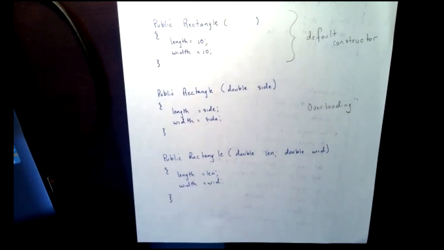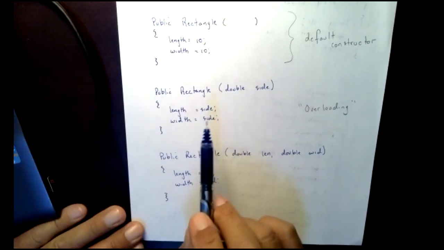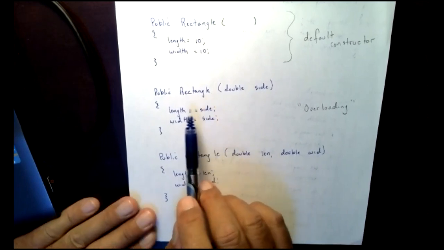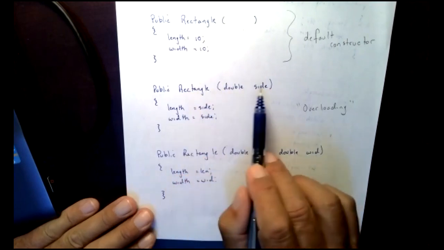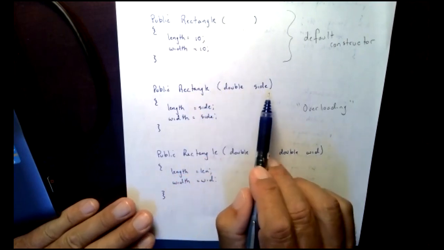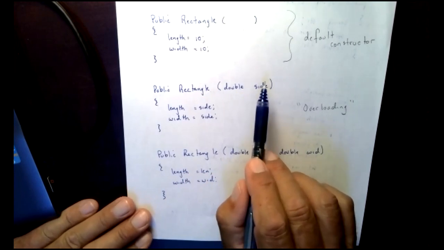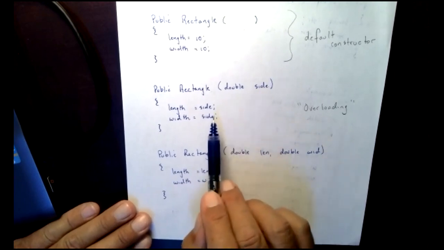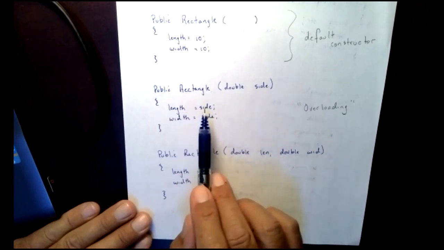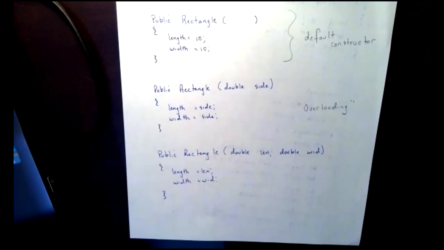Now, what if I did something along the lines of Rectangle rec4 equals new Rectangle, and in parentheses I put 5? I put one argument. It's now going to come to my second constructor: public Rectangle, double side. That's my parameter list, what's in the parentheses. So a single value is going to come in, and I'm going to say length equals side and width equals side. So I'm giving them the option of giving both the length and the width the same size to start.